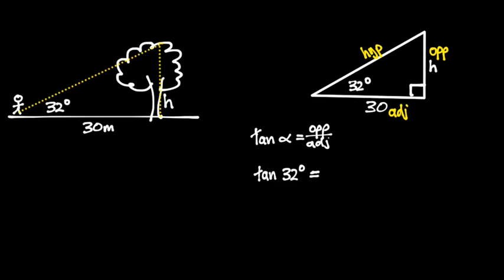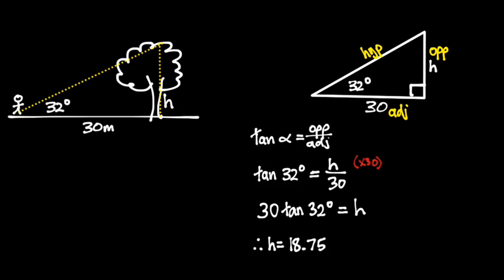We know that tan 32 equals h, in other words, the height of the tree, which is our unknown, that's what we're trying to work out, divided by the adjacent, which is 30. Now, to get the h on its own, I multiply both sides by 30, and I end up with 30 tan 32 equals h. I can plug that into a calculator, and I get a value of 18.75 meters for the height of the tree. So there's a typical kind of angle of elevation problem.